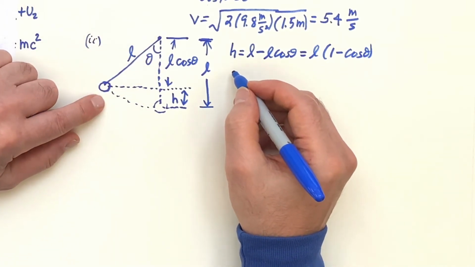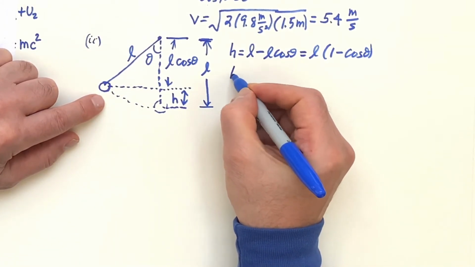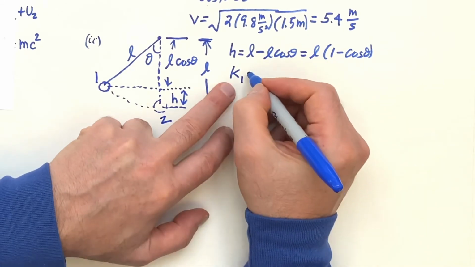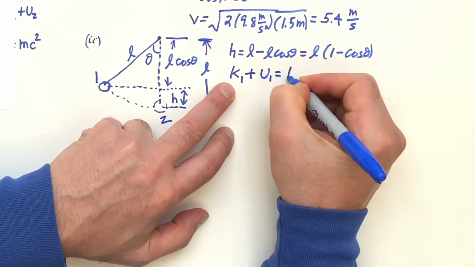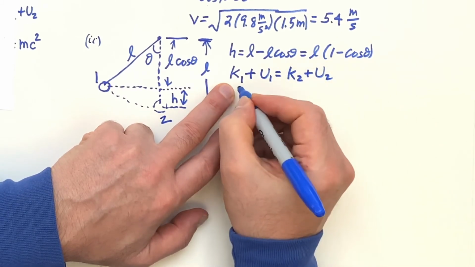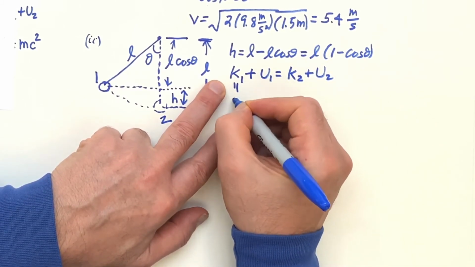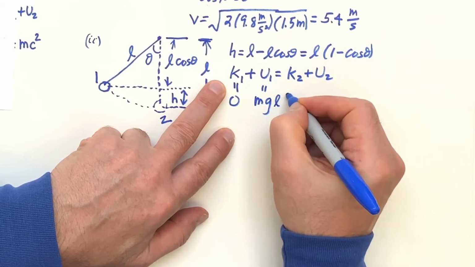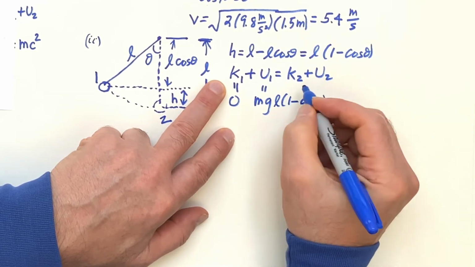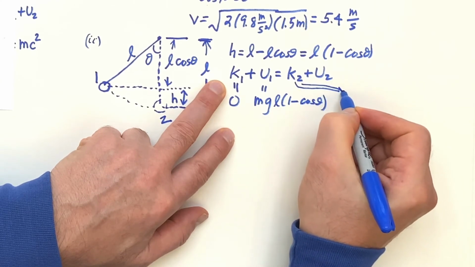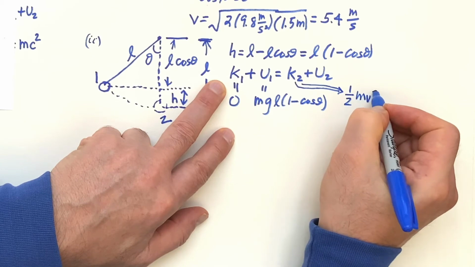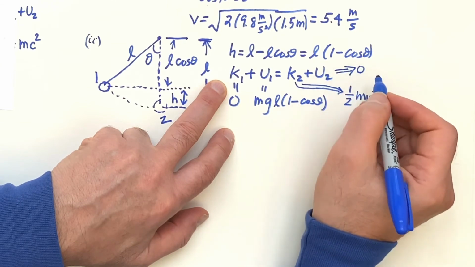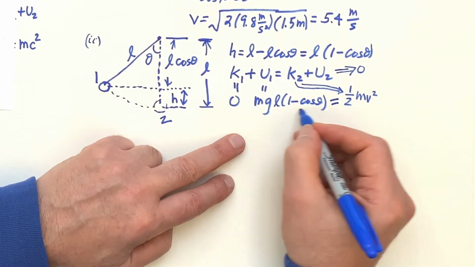So then when I apply my conservation of energy, I'll call this position 1, and this position 2. So kinetic 1 plus potential 1 is kinetic 2 plus potential 2. The kinetic energy at position 1 is going to be 0. The potential energy now is going to be mgh, which is this thing, L, 1 minus cosine of theta. And the kinetic energy here is going to be 1/2 mv squared. And the potential energy, now that I'm at rock bottom, is going to be 0. So this is the equation I have. These two things are equal.